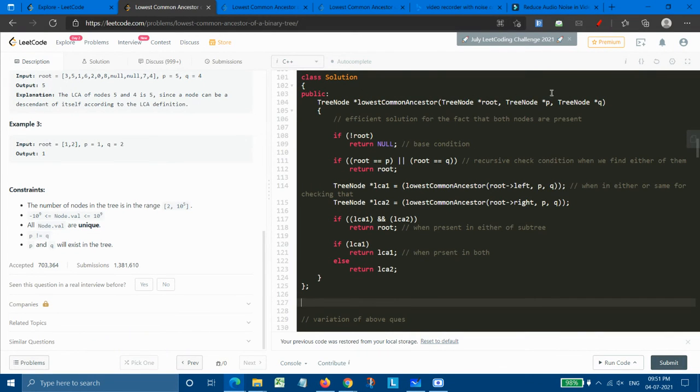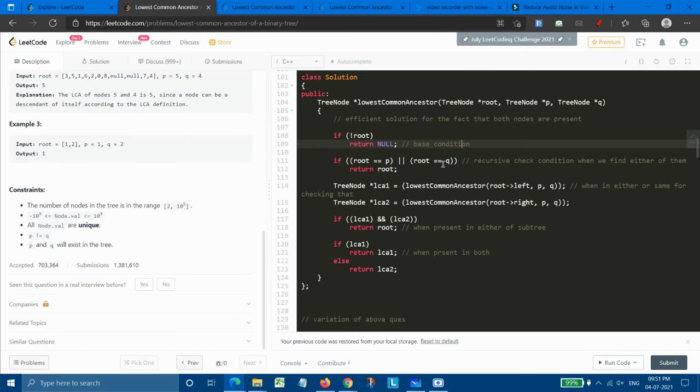So here is the code. It is our main function itself. Then if root is not there, we'll simply return null. As we are recursively calling our nodes, there would be a condition when our root becomes null, so it will simply return null to the previous nodes.